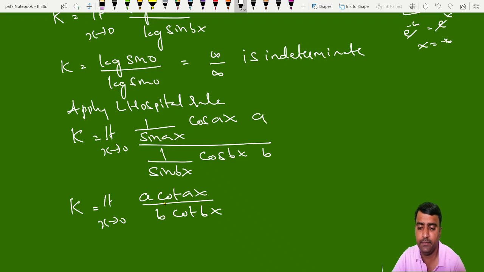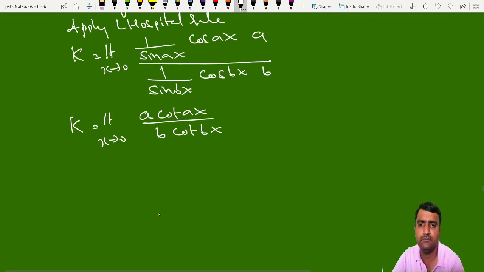To avoid infinity by infinity form, you bring this cot to the numerator: cot bx by cot ax. Then it assumes 0 by 0 form.